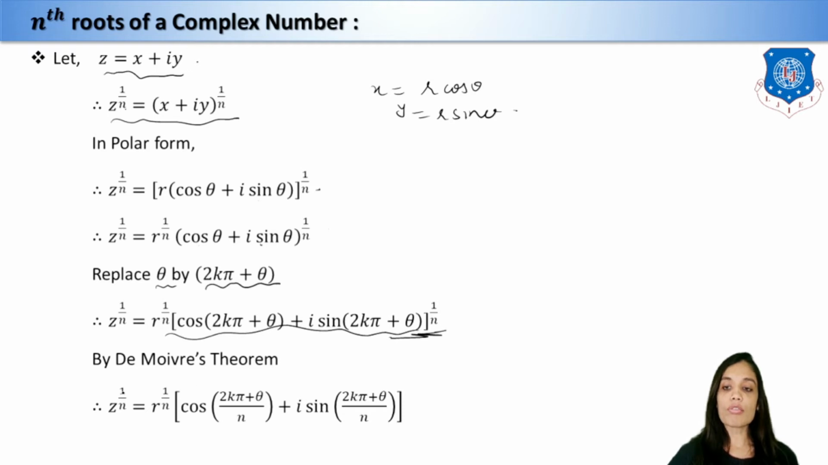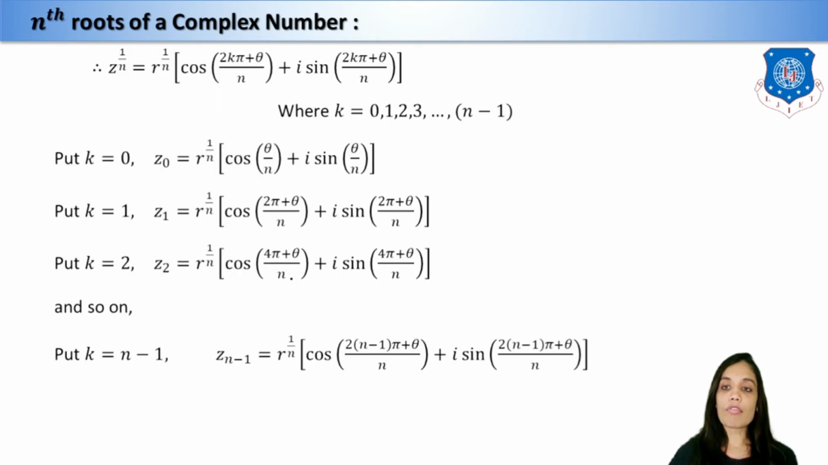So z raised to 1 upon n will be equal to r raised to 1 upon n into cos (2kπ + θ)/n plus i sin (2kπ + θ)/n. So this is the formula to find nth roots of a complex number. Now let us one by one put the values of k, which are 0, 1, 2, 3 up to n minus 1.